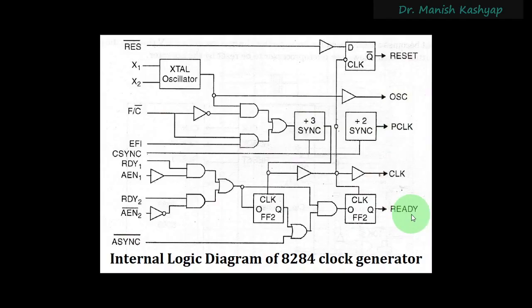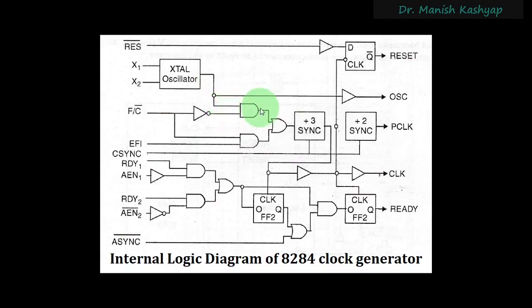So let me first tell you how you will be using this crystal oscillator or an externally applied frequency EFI signal, right? You see here this crystal oscillator will be connected between X1 and X2, and together with it you have this AND gate. This AND gate is connected to this F/C bar pin. When this F/C bar pin is 1, you have a NOT gate here, so obviously this will be 0 and the output of the AND gate will be 0, whatever is the crystal oscillator applied here.